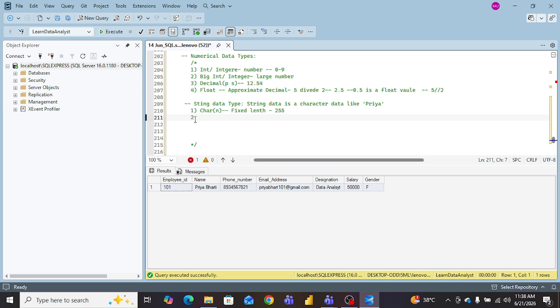I mention 25 here only to understand. Okay. What is the second? Varchar. So we have to write it like this, 255 here, understood? That's how we use it. This is also like the same, but with variable length. Sorry, 255, not 25. Okay.